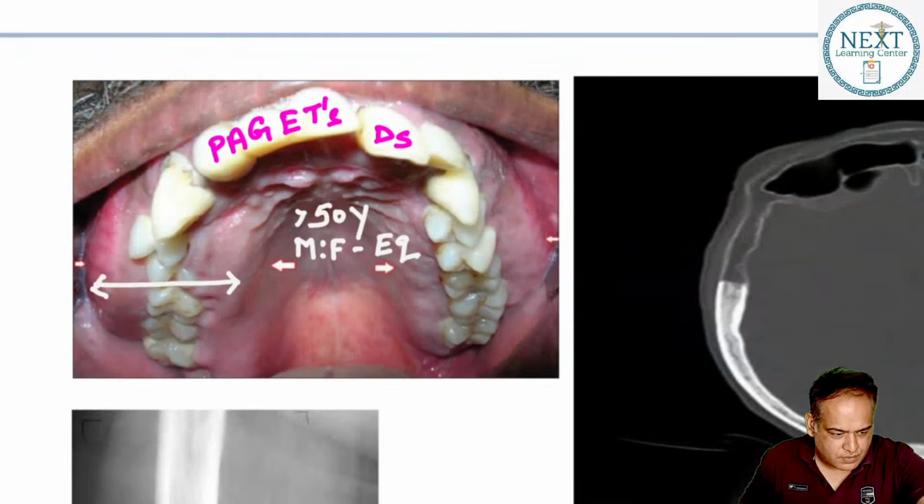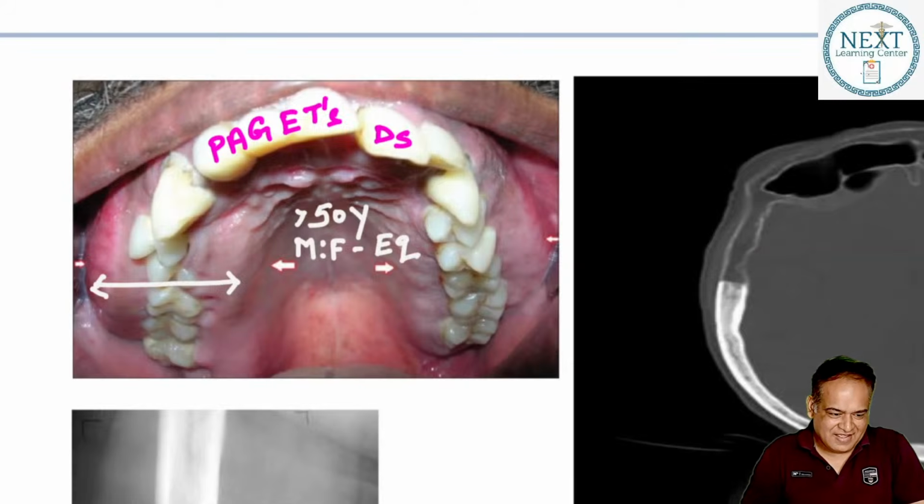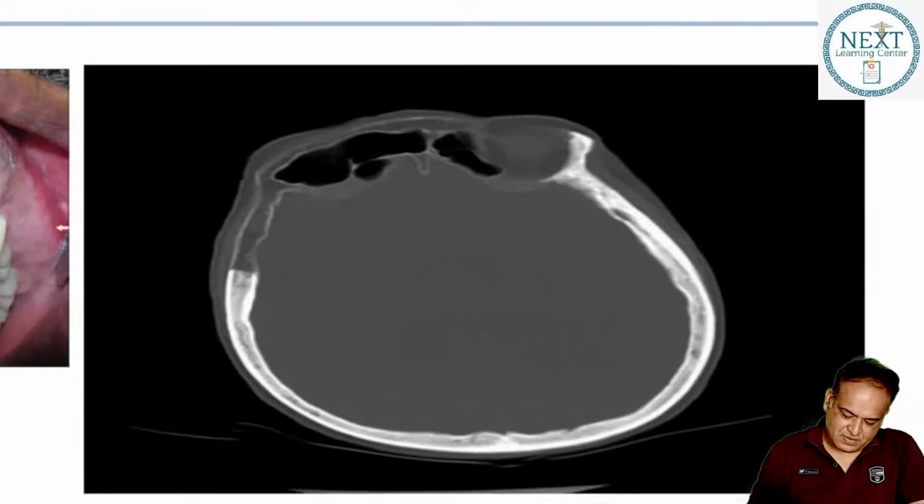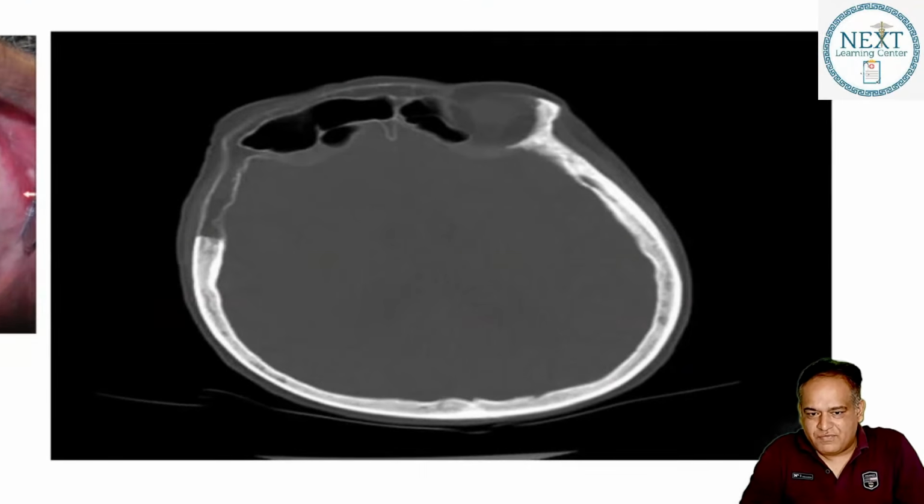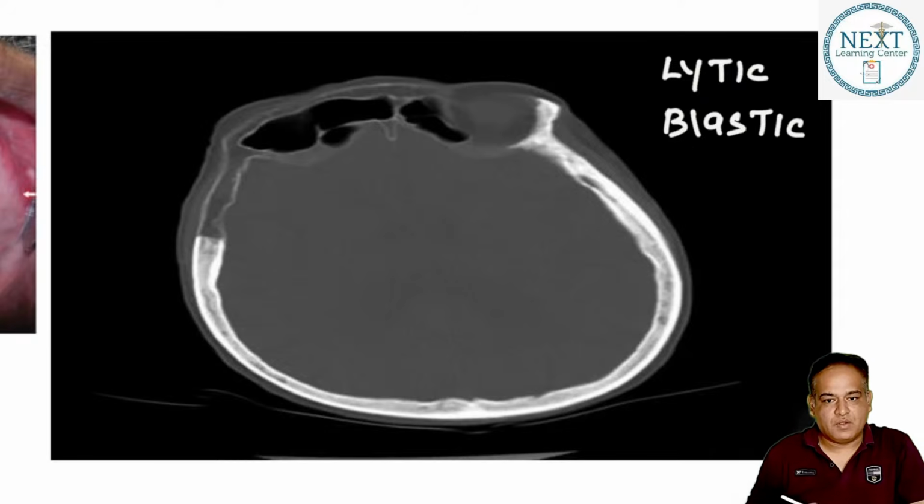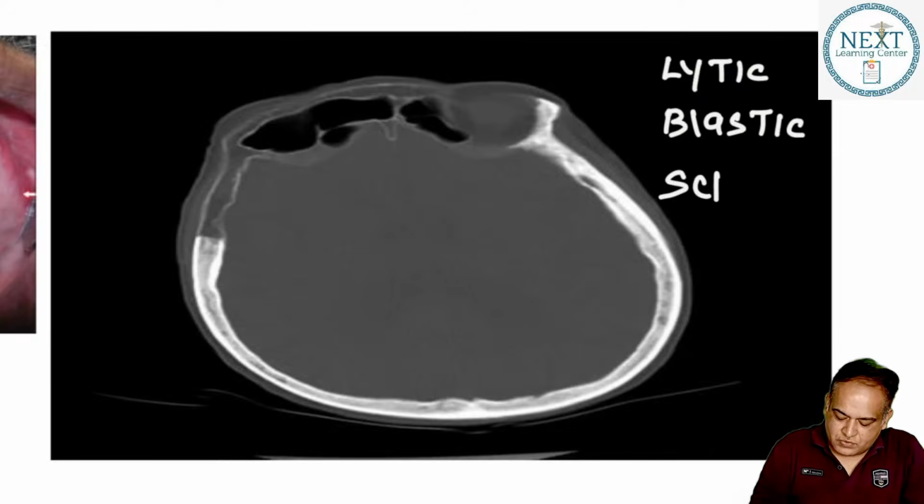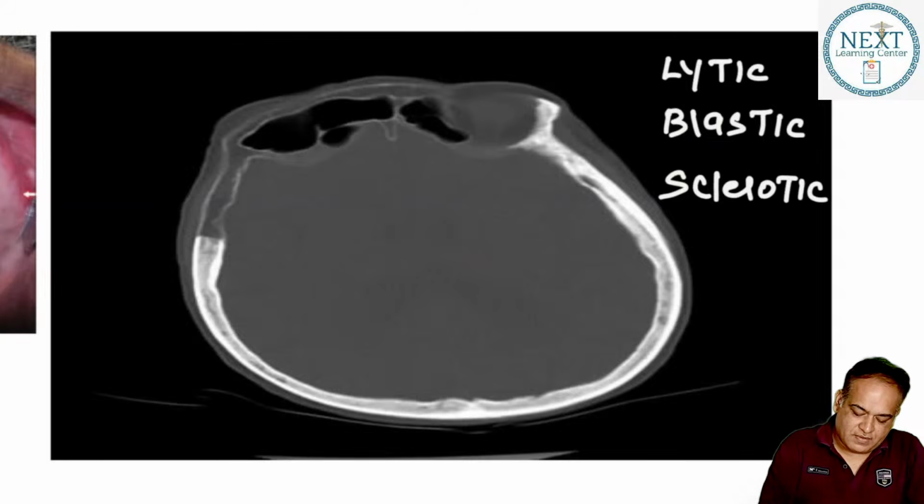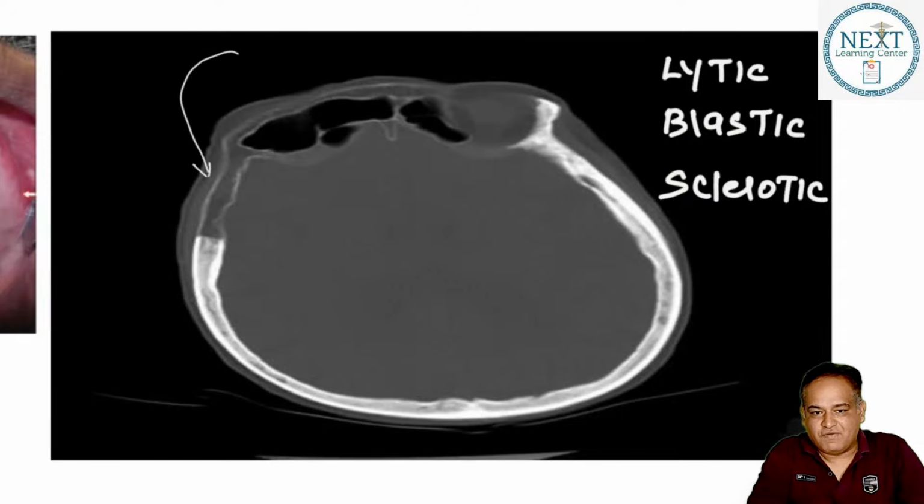Now, the three phases. First one you see is the lytic phase. Fine. Then you see the blastic phase. Okay. Then the third and last one is the sclerotic phase. Now this you get to see in the lytic phase when the bone is being destroyed.